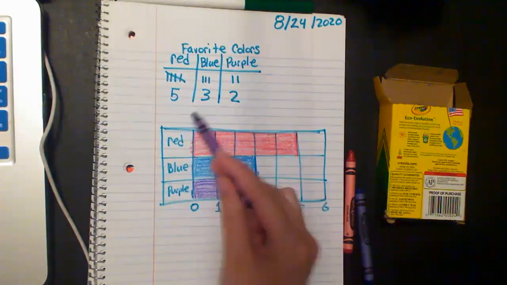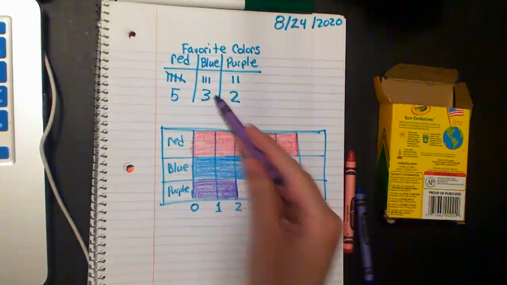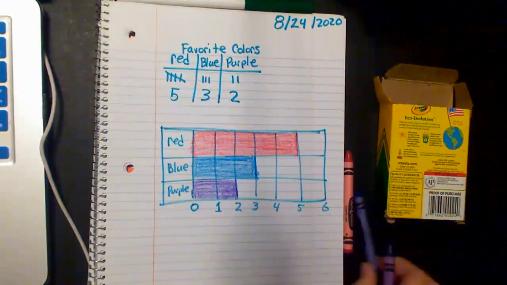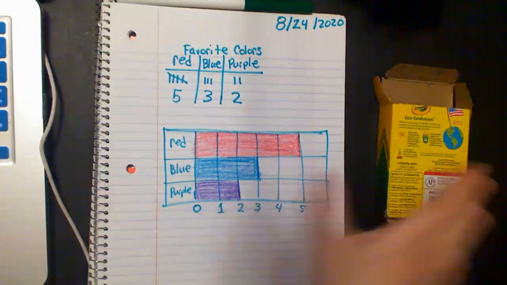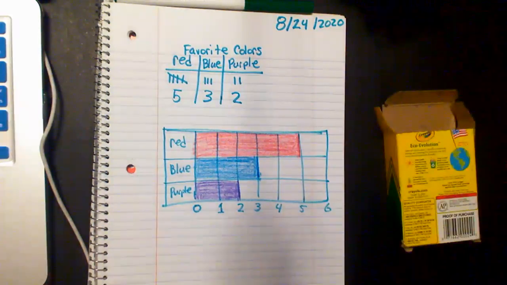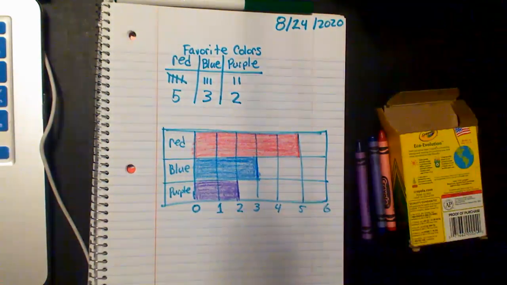So 2 for purple, 3 for blue, and 5 for red. Yep, that looks right. Okay. Then I'll hold off on my crayons. They can just sit there and be patient.